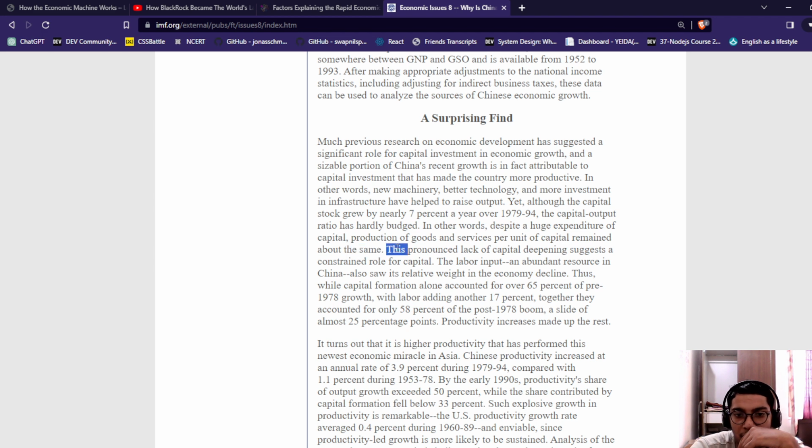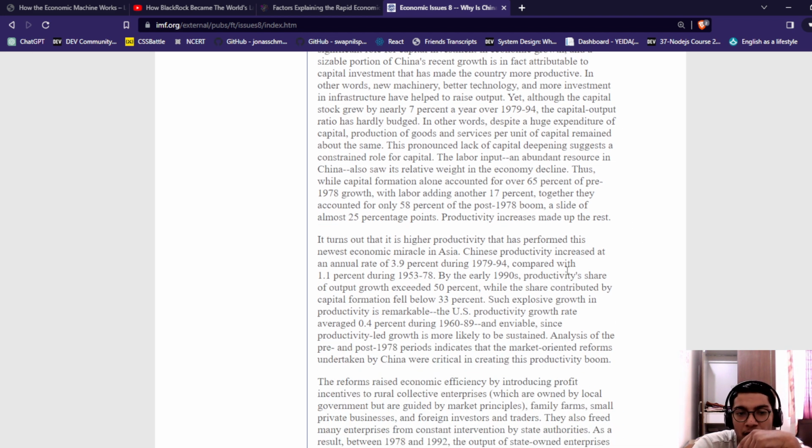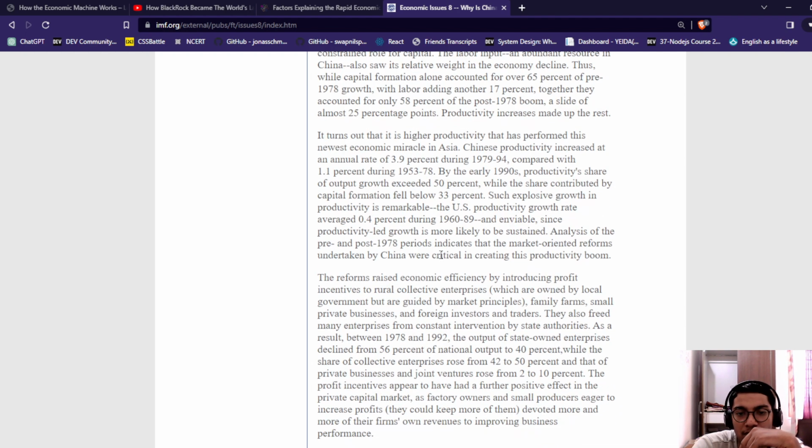The pronounced lack of capital deepening suggests a constrained role of capital. Labor input and abundant resources in China also show a relative decline in weight. Thus, while capital formation alone accounted for about 60% of the pre-1970s growth, with labor adding around 70, together they accounted for about 50% in the post-1978 boom. The remaining 25 percentage points or so of growth came from productivity increases. It turned out that higher productivity has been the driver of this newest economic boom.